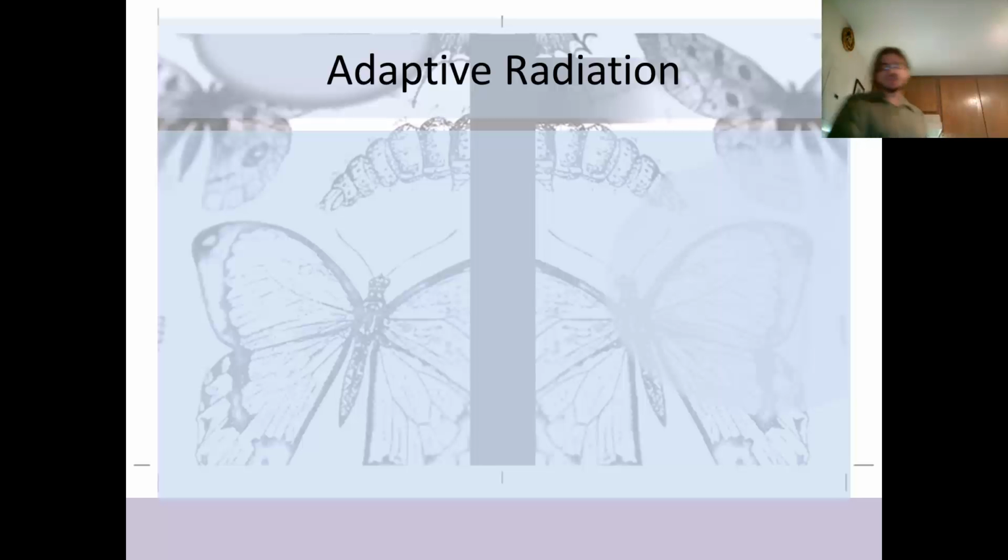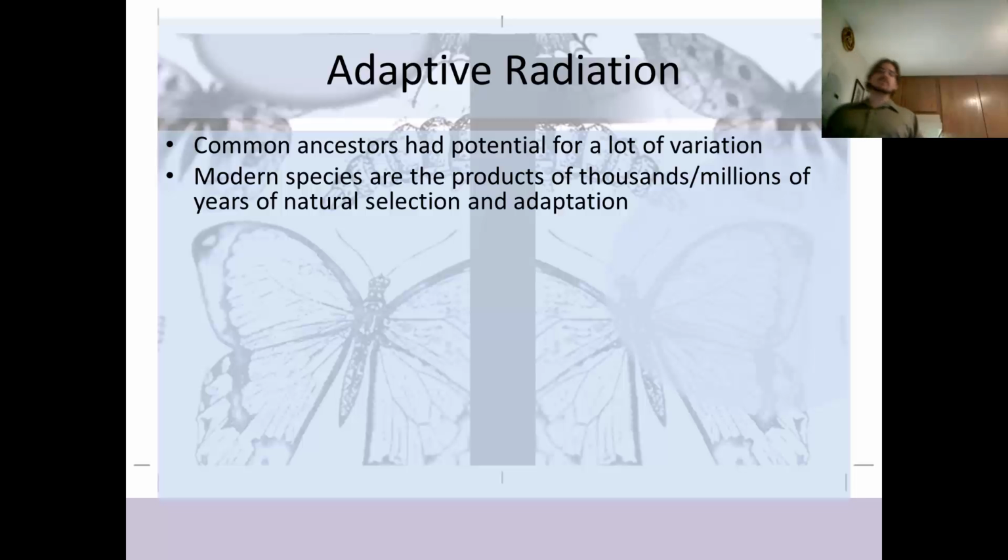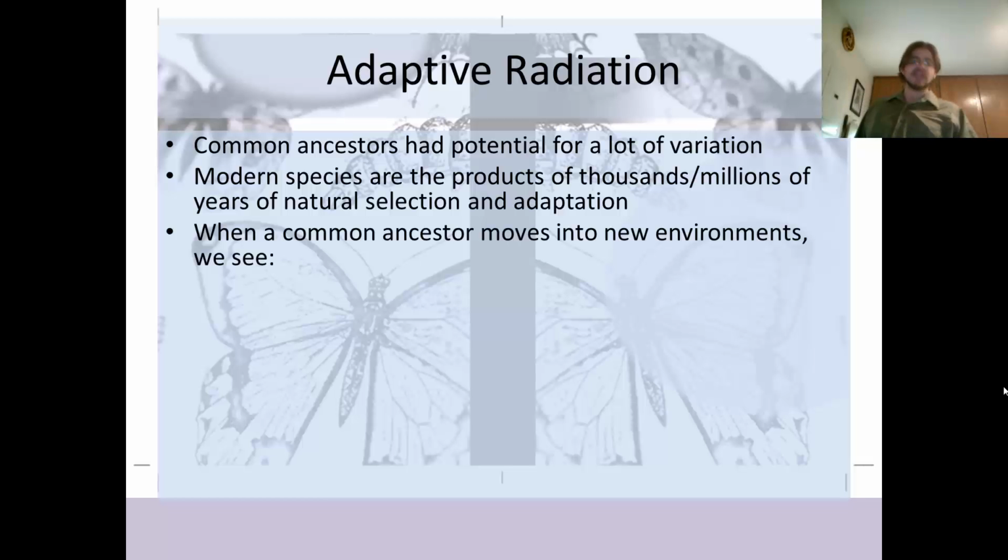Adaptive radiation is the idea that when an original colonizing population heads out into different places, it will adapt to each local environment, and you'll see changes. But at the same time, you'll see common features. So basically, common ancestors had potential for a lot of variation, and modern species are the products of thousands and millions of years of natural selection and adaptation based on the genes carried by the ancestral populations.